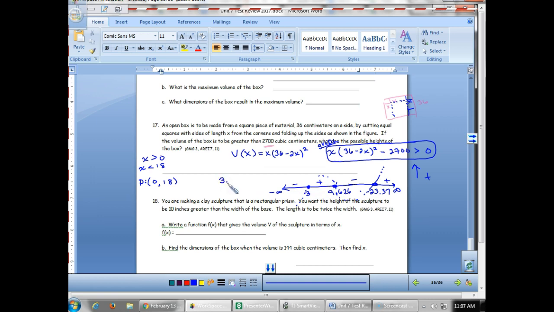So it'd be (3, 9.626). And first I'll write my solution as it really would be. So this would be what? Parenthesis, in union with what? (23.37, infinity). Now, my domain was 0 to 18. So guess what? This whole piece of it is not even going to work for us. So this is my solution right there. So (3, 9.626). Okay, let's just kind of look at that.